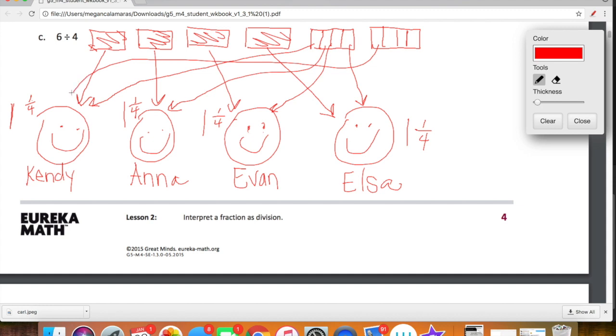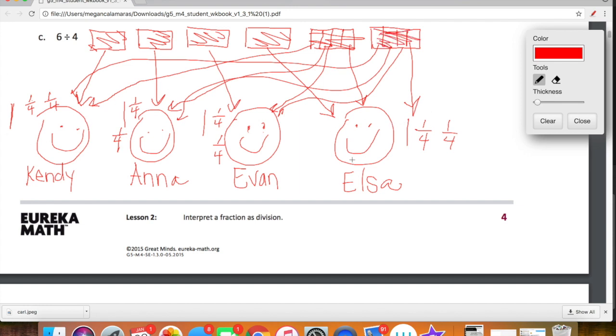So, yep, Kendi, you're going to get another 4th. Woohoo! And then Anna is going to get another 4th. We're keeping track of what we've given to these hungry kiddos. And then Evan, you get another 4th of a graham cracker. And then Miss Elsa, here is another 4th for you. So we've handed out all of the graham crackers evenly. I'm scratching it out because we've handed them out.